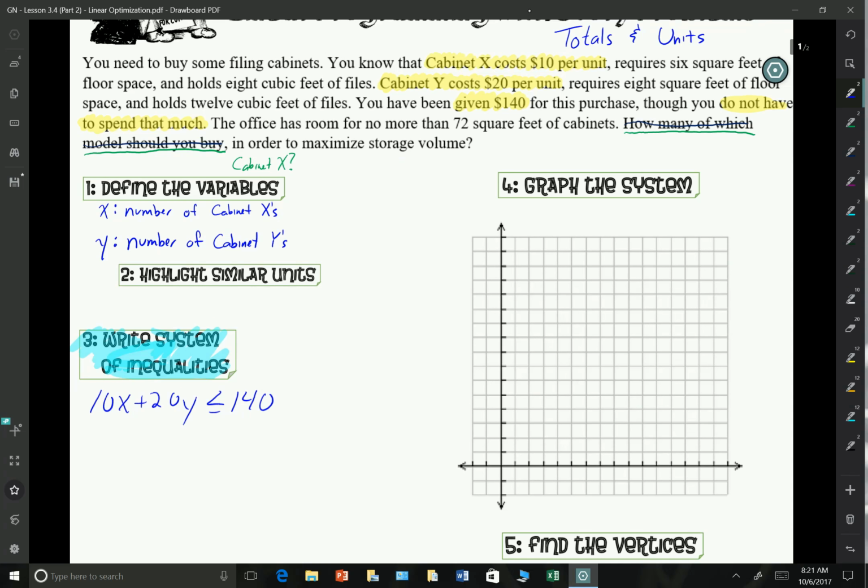$10 for every cabinet X you buy, $20 for every cabinet Y you buy. It should make sense. You multiply how many you buy by how much each one costs, it gives you the total.